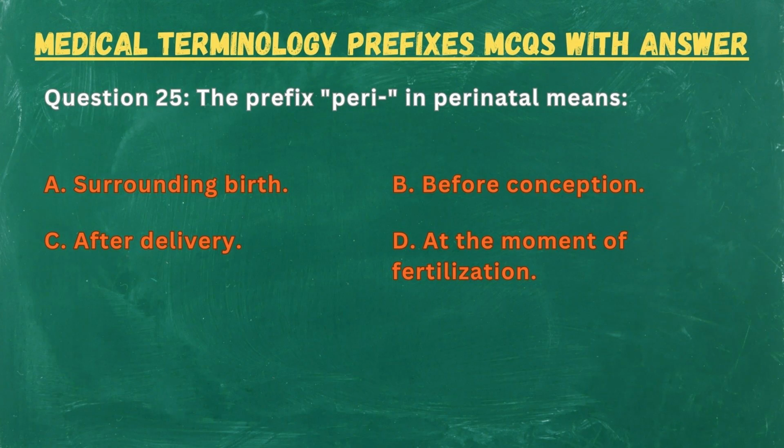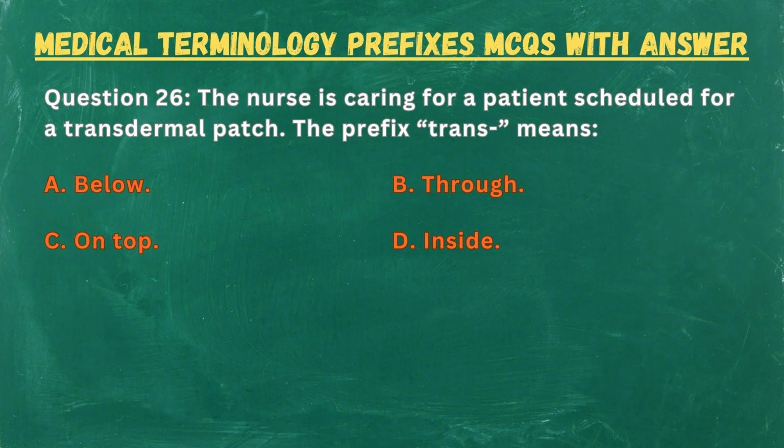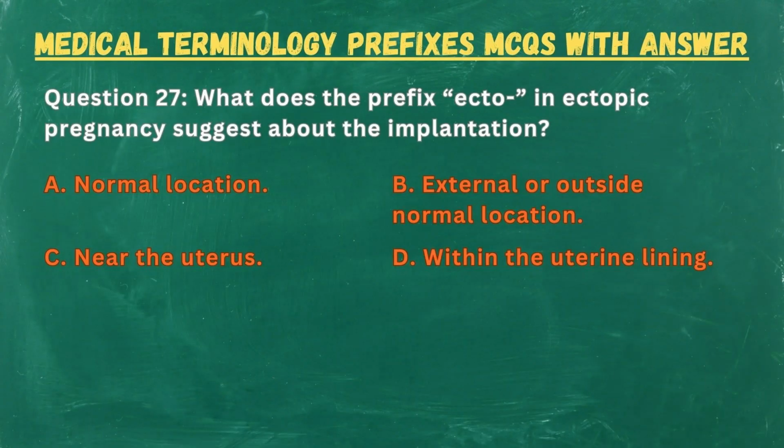Question 25. The prefix peri- in perinatal means: A. Surrounding birth. B. Before conception. C. After delivery. D. At the moment of fertilization. Answer: A. Surrounding birth. Question 26. The nurse is caring for a patient scheduled for a transdermal patch. The prefix trans- means: A. Below. B. Through. C. On top. D. Inside. Answer: B. Through.